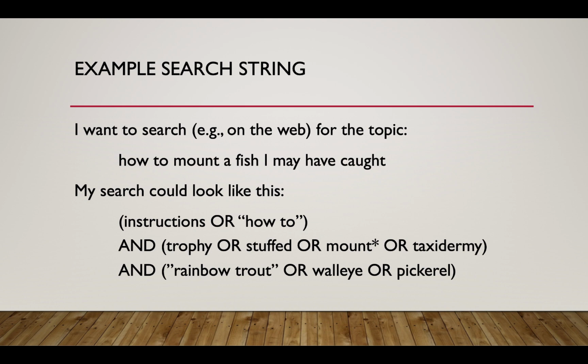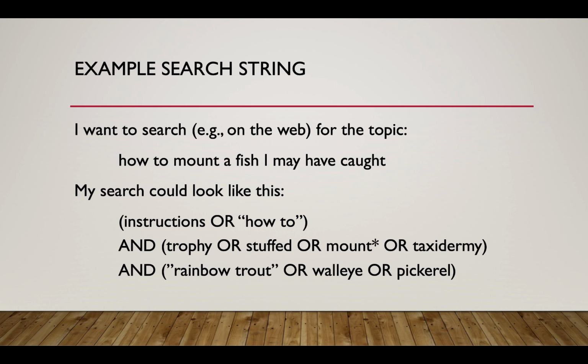Now here is an example search that I could run. Imagine I was looking on the internet for information on how to mount a fish that I might have caught. So my search could look like the following. Instructions or how to as a phrase, and I'm grouping those two search terms in brackets to group them together. For my second term, trophy or stuffed or mount with an asterisk, that's the wildcard again, so that could find mount, mounted, mounting, or taxidermy.